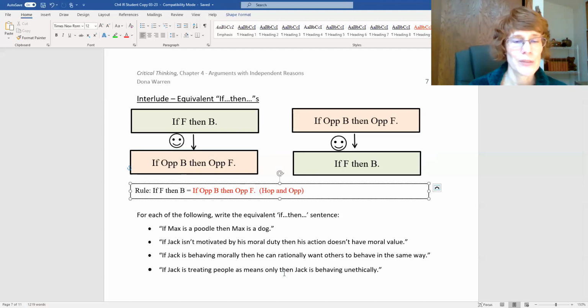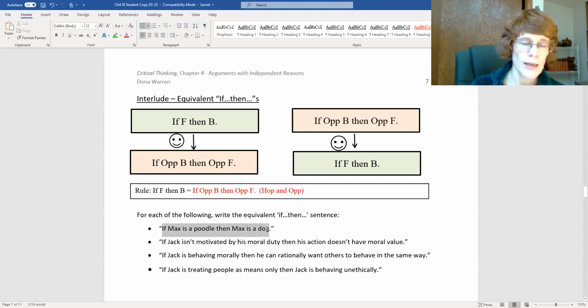All right, let's apply the hop and op logical conditional equivalents to these 4 if-then sentences. For each of the following, write the equivalent if-then sentence. So let's just take a look at the first one, okay? Think about that. What if-then sentence would that be equivalent to? So pause the video, think for a bit, and come back when you're ready.